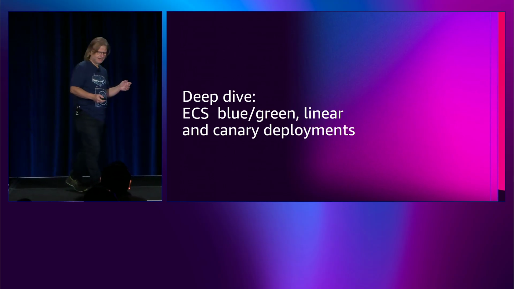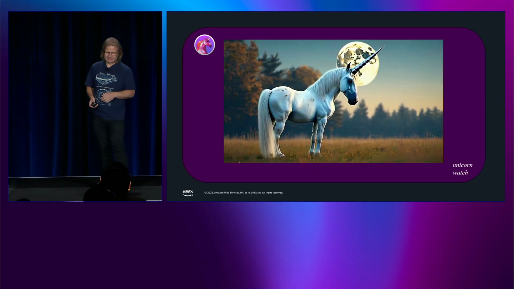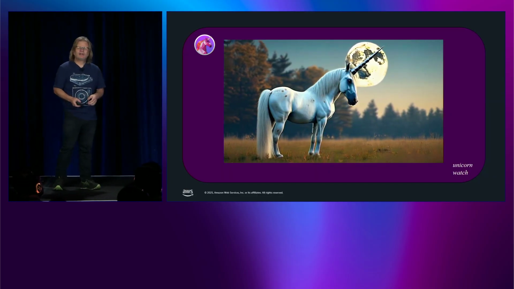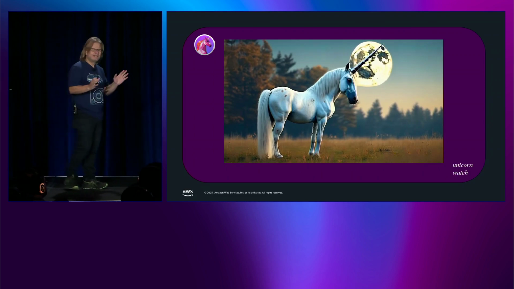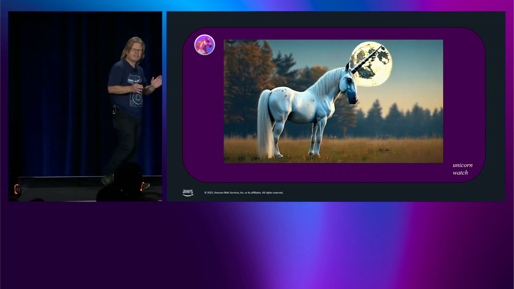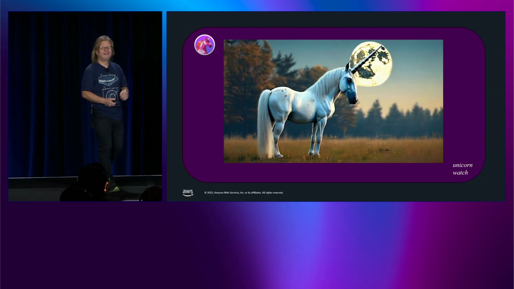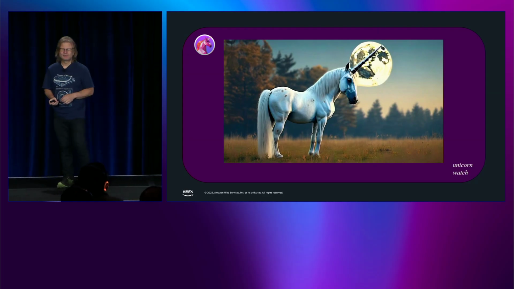But first, a little detour. Just like to share another passion of mine, unicorns. So at AWS, we love unicorns. I'll let you in on a little secret. Some of us venture out at night looking to spot one of these amazing creatures, and here's one that a colleague of mine snapped last week.